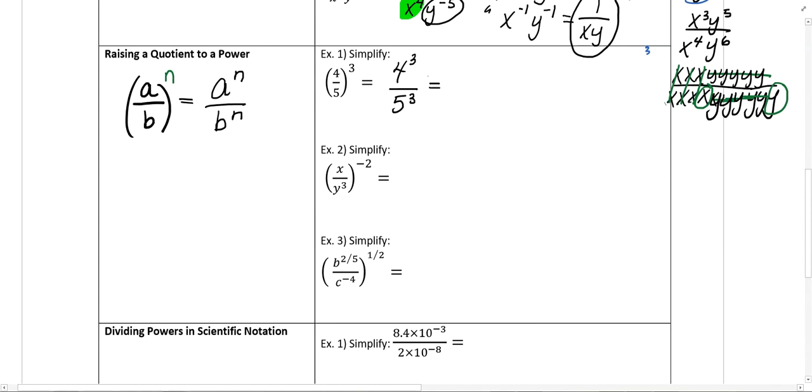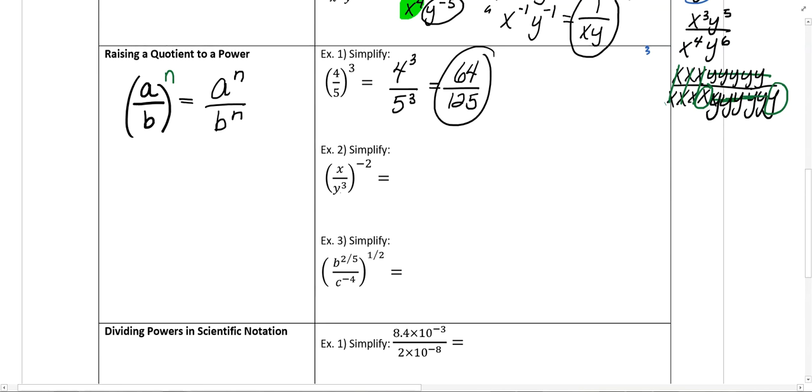Since this says simplify, we're going to go ahead and figure out what 4 cubed is. That's 4 times 4 times 4. We can use our calculator and we'll get 64. And then 5 cubed, 5 times 5 times 5, is 125.